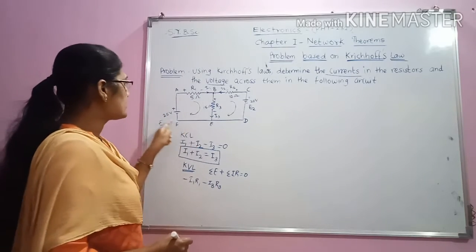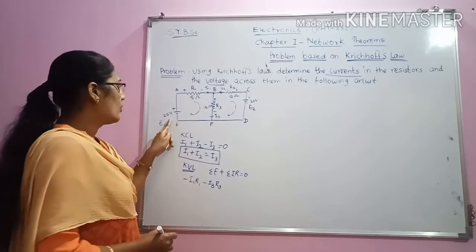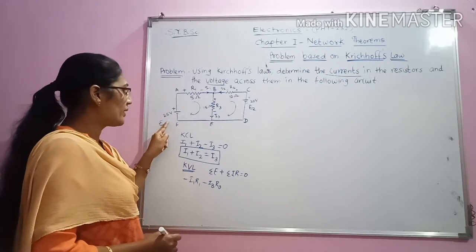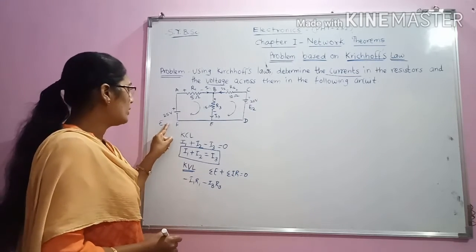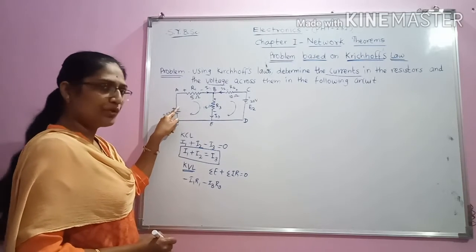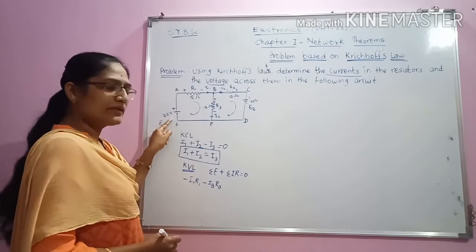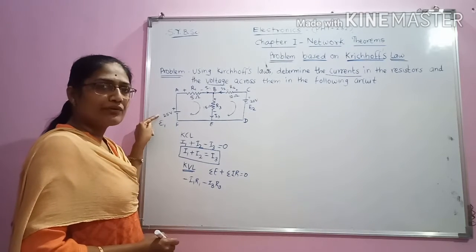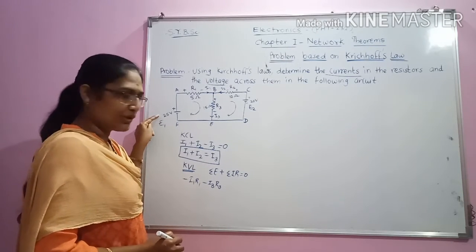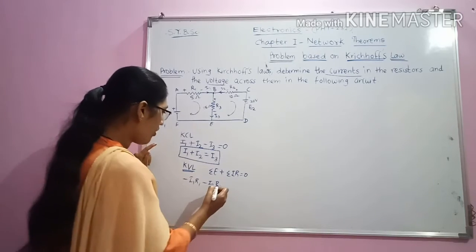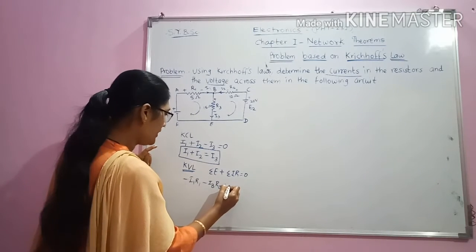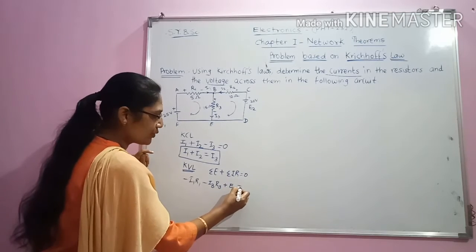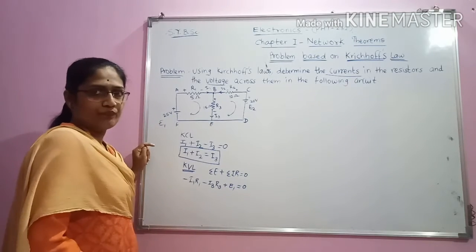Then next remains this EMF. What is the rule or sign convention for EMF? If we are moving from negative to positive potential, then there is an increase in potential, and hence that EMF is considered positive. So the value of EMF will be positive, and this sum should be equal to 0.